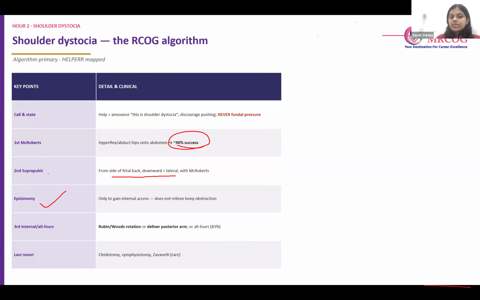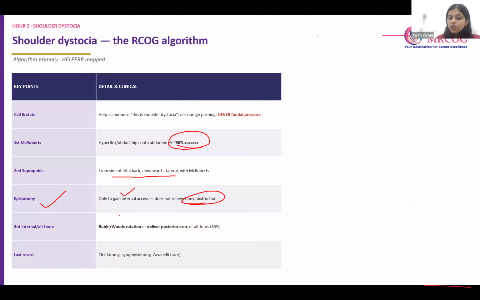So after this first and second, then only you give episiotomy, only to gain internal access, not to relieve the obstruction, which is actually bony in this case. So episiotomy alone won't help. Episiotomy will only help to gain internal access. This is important. You should know this.